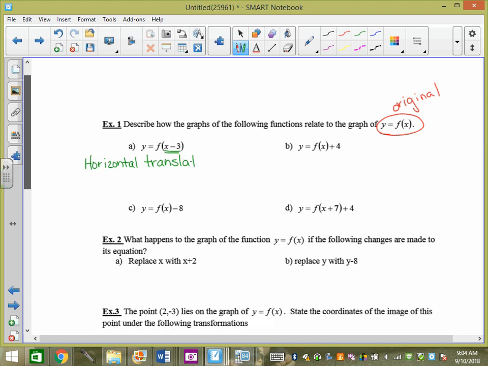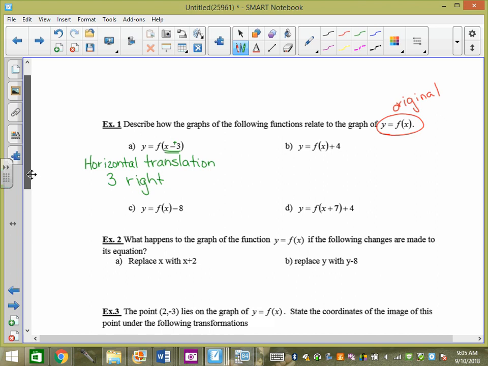Horizontal translation what? 3. Left or right? Right. Why is it right? Because it's actually minus a positive 3. So it's 3 to the right. Remember that minus sign is always there. That doesn't actually affect it. It's the sign of the 3.